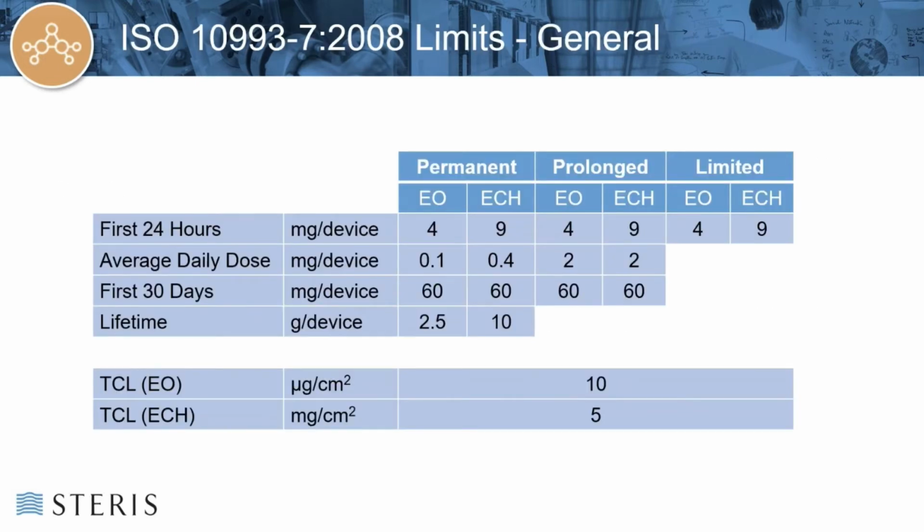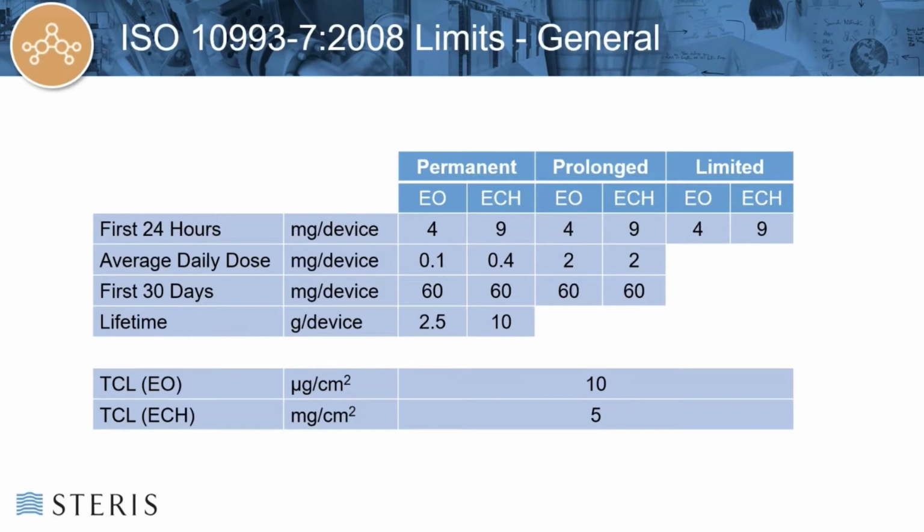In this table, we have the limits for the different patient contact categories. These are the limits based on a 70 kilogram adult patient, approximately 155 pounds. The limits for the first 24 hours or limited contact exposure are 4 milligrams of EO per device and 9 milligrams of ECH per device.